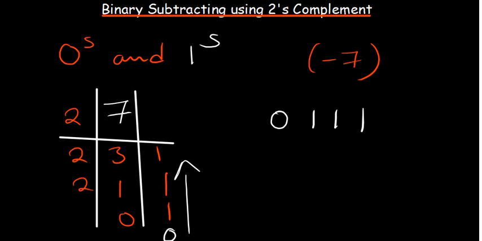Now, since we're talking about a 6 register computer, we want to add 2 more zeros there to make it 6 numbers. So that is a 6 register computer. So this is representing, or denoting, a positive 7.